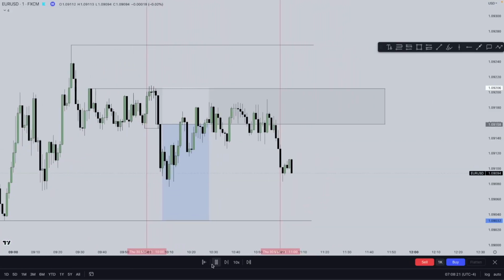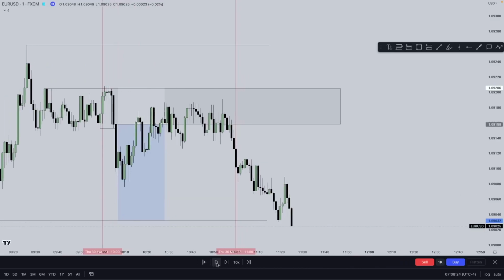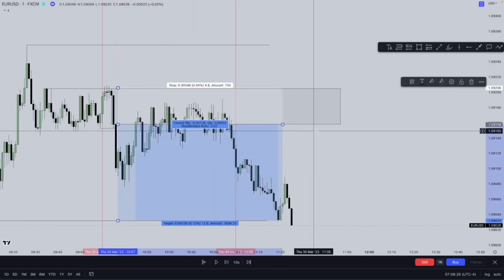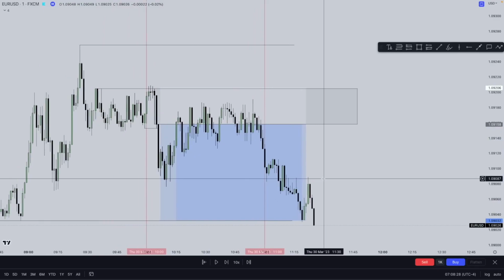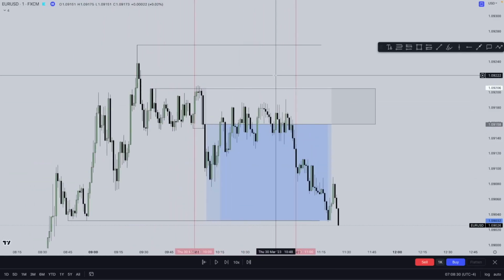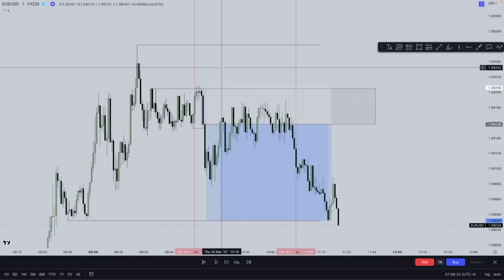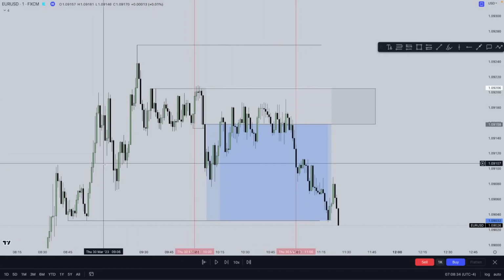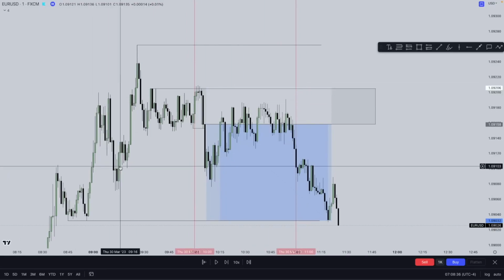Price is consolidating for a while, and there you go. Take profit. Smashed. Wicked, and then price started going a little bit higher. Yes, you did have to have some patience in this, but patience is what pays in these markets, like I've said many times before.